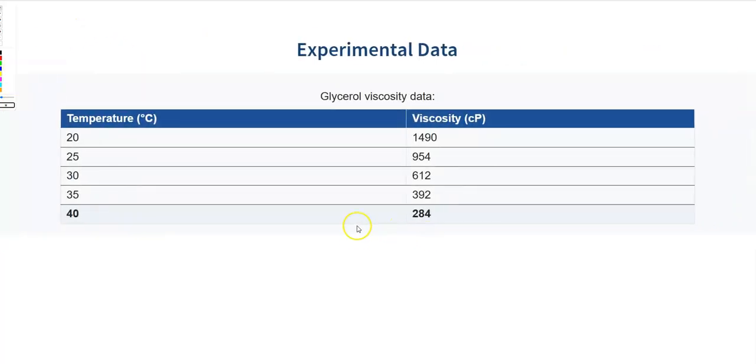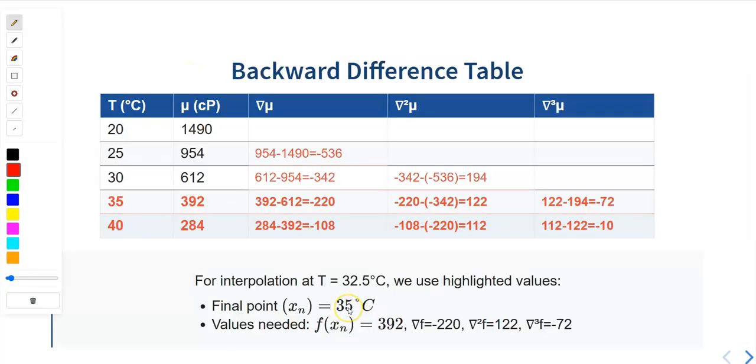Now these are my data, the glycerol viscosity data, temperature versus viscosity. The temperature data given is x. This is f of x, then nabla of f of x, nabla square f of x, and nabla cube f of x. From this data, first we have to calculate. As this is backward, we have to go in the backward direction, from here to here, and here to here, so we'll get this data.